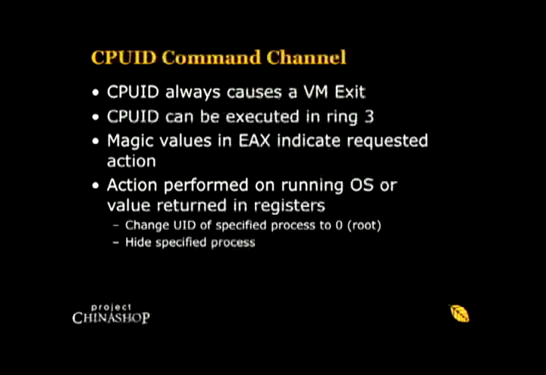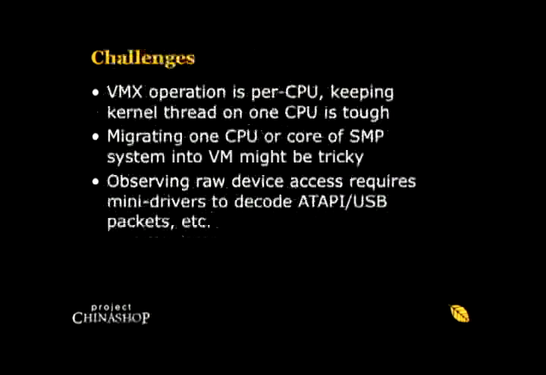The CPUID command channel is pretty simple. The reason I did it: it always causes a VM exit, and can be executed unprivileged. A magic value in EAX indicates a requested action. If EAX is hex dead and something else, the rest of that is the PID that you want to change to root. Or you can say hide this process and so on. And actually, this is what I'll demo in a couple minutes here.